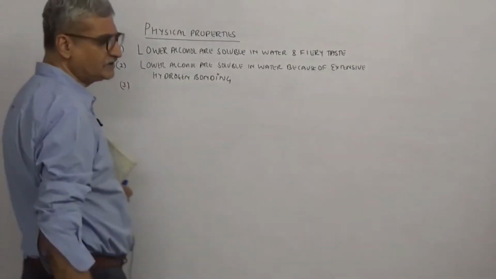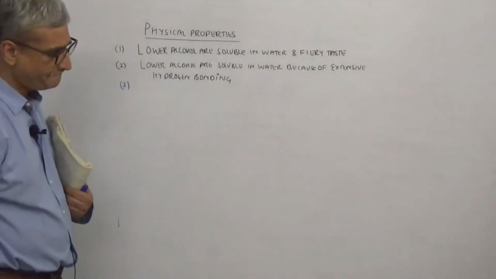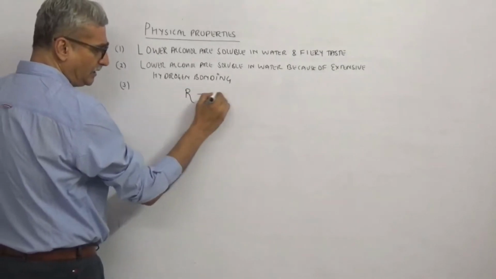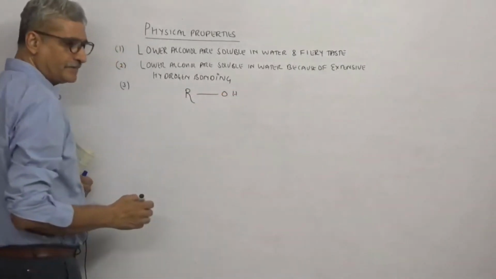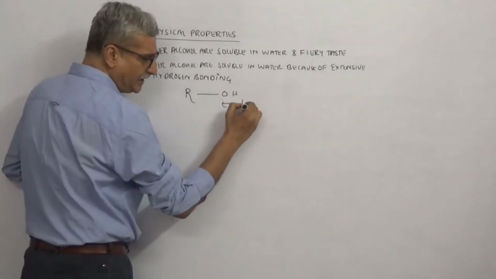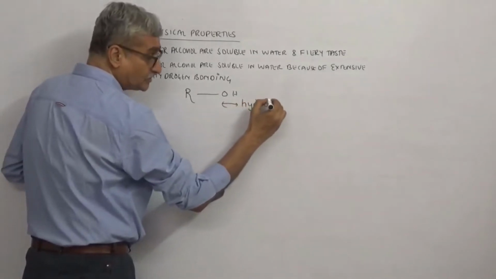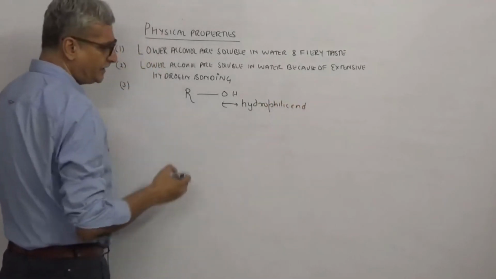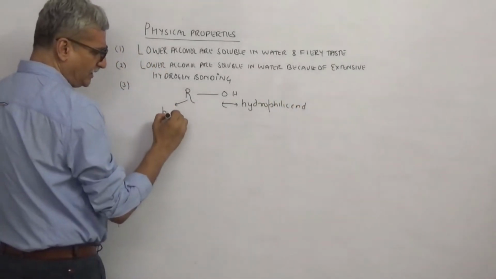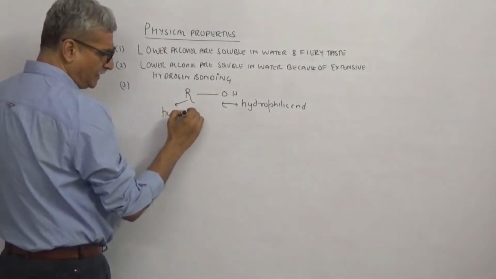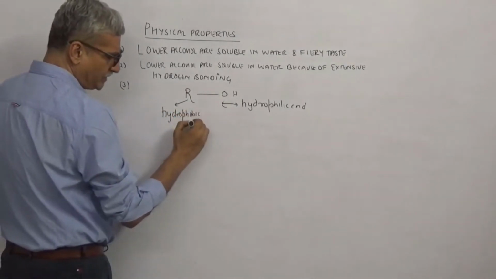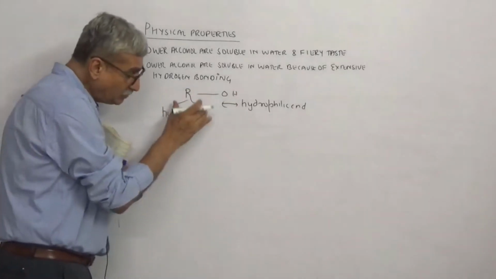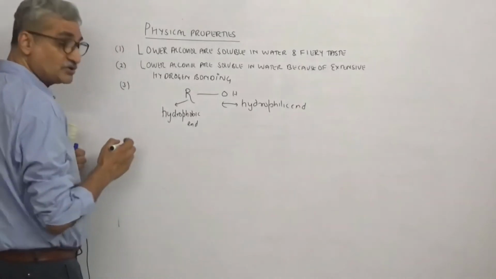Then the third part is not because of extensive hydrogen bonding. Now as we go down, when you look at alcohol, ROH, this end will be called the hydrophilic end, and this will be called the hydrophobic end. So as we go down the homologous series, this R group is increasing, so solubility will decrease.